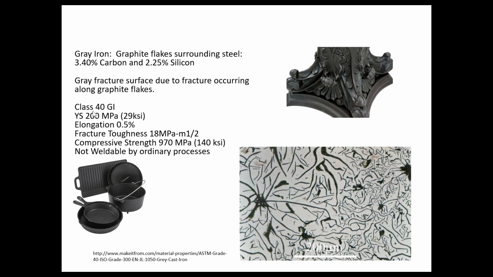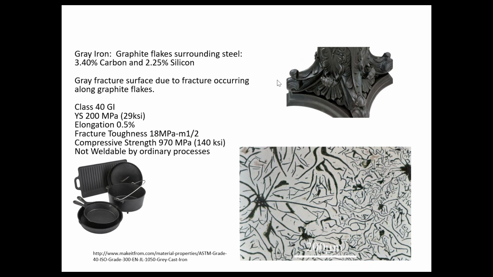but it didn't have any ductility. You can see that an ordinary class 40 gray iron has only about 30 KSI yield strength. Elongation of 0.5% is optimistic. When I've measured it in the past, it's more like 0.1% or even less. It just breaks. It doesn't stretch. The toughness, hitting it with a hammer will shatter it because the toughness is 1/5 the toughness of a steel. And of course, you can't weld it because the high carbon would cause the welding to crack.